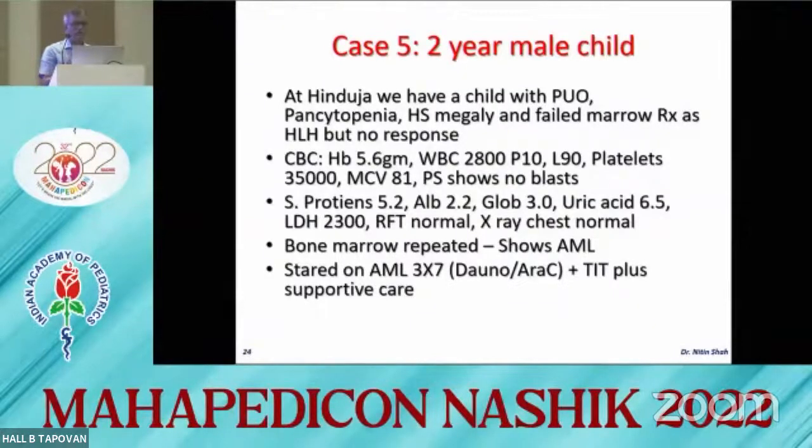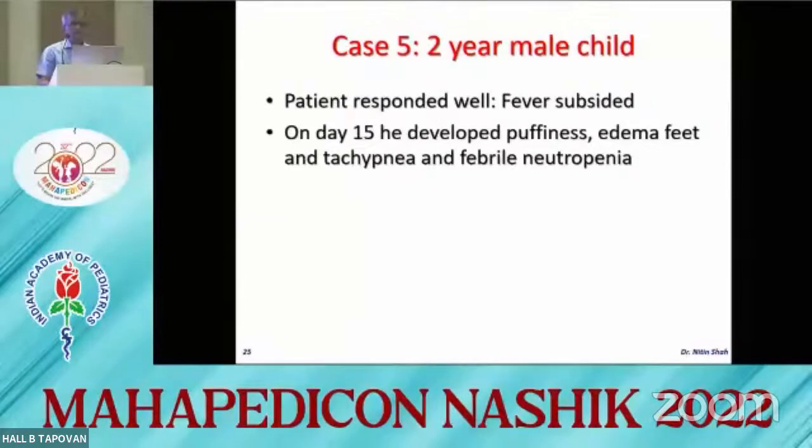So we did the marrow, it showed AML. He was started on the AML protocol, which is a standard. You give 3 days of daunomycin, 7 days of ARA-C, 24 hours drip, and do a triple drug intrathecal and supportive care. Now the patient responded well, the fever started subsiding.